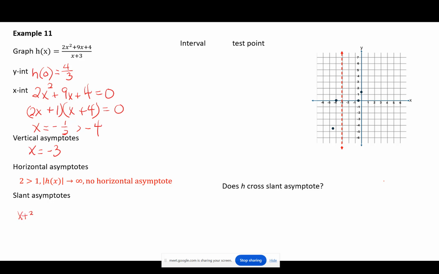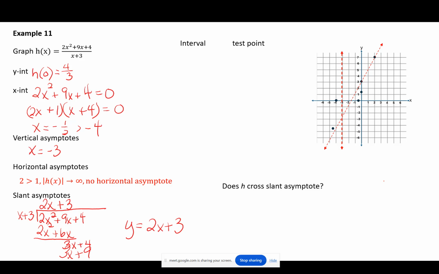The slant asymptote, you can see that the numerator is 1 degree greater than the denominator. So if we do that division, we will find the slant asymptote. I'm just going to do that real quick. I'm not even going to go through it. When we get that, we get 2x plus 3. So the line y equals 2x plus 3 is the slant asymptote, and that has a y-intercept of 3 and a slope of 2, and it looks like that. And now we have to see if the function crosses the slant asymptote, because it can do that. So we haven't done that yet.